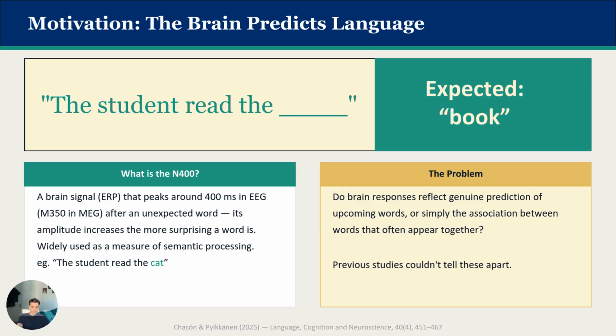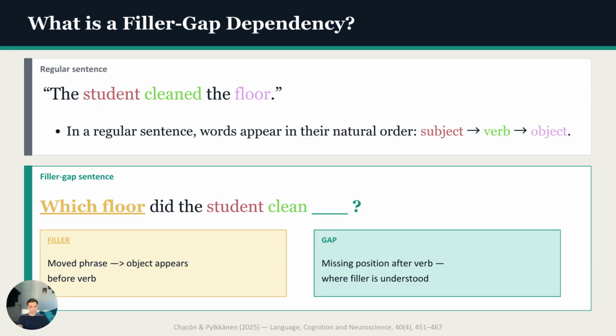However, from past data, it is unclear whether the response reflects true sentence prediction or just simple word associations, like doctor and hospital are associated. Now, this particular study aims to separate prediction from simple word association.